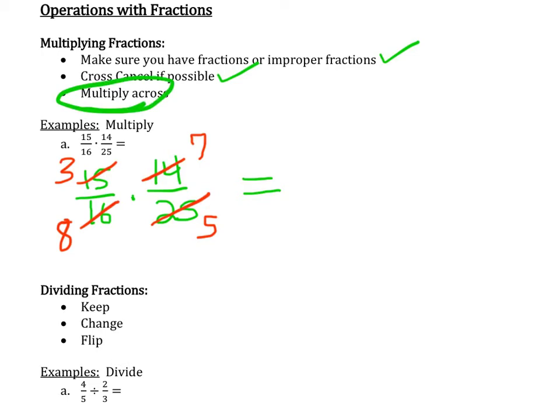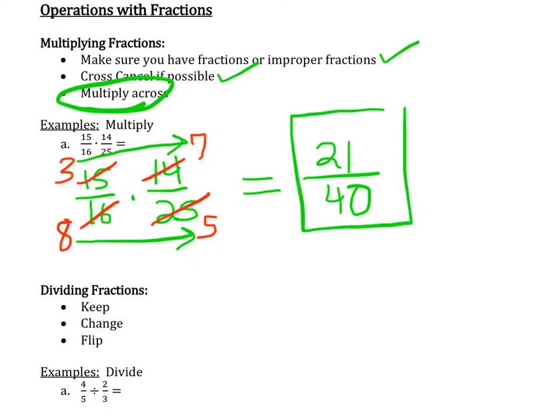When I say multiply across, I'm going to take the 3 and the 7 and multiply those two together, and take the 8 and the 5 and multiply those two together. So my multiplication started with two fractions being multiplied and ended up with one fraction. I get 21 over 40, and that is simplified. There are no common factors between 21 and 40. So that's multiplication in a nutshell. Let's go to division.